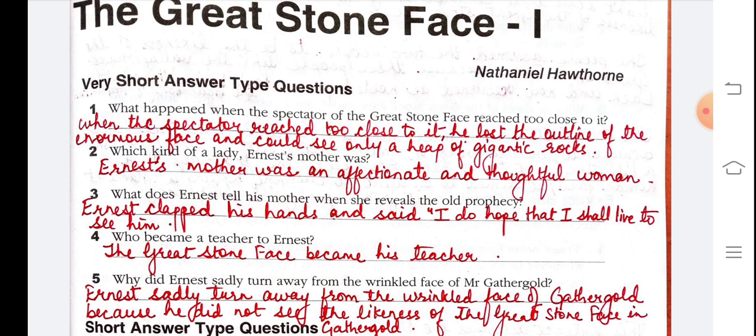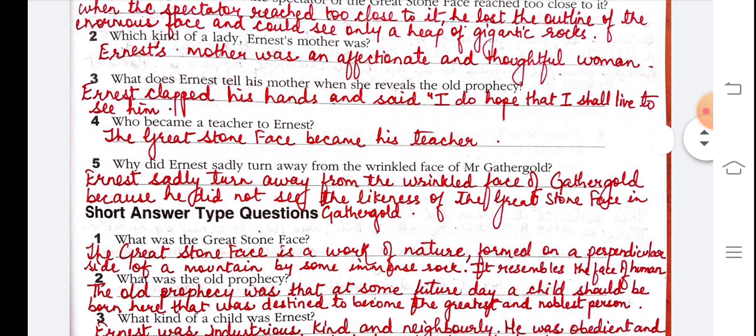Question number 4. Who became a teacher to Ernest? And we all know that the title of the story, The Great Stone Face, became his teacher. Right. So, Great Stone Face, that was the ideal in his life for Ernest, and he was inspired, he was passionate, and he got the passion of living his life and to become a noblest person, and he did that at the end.